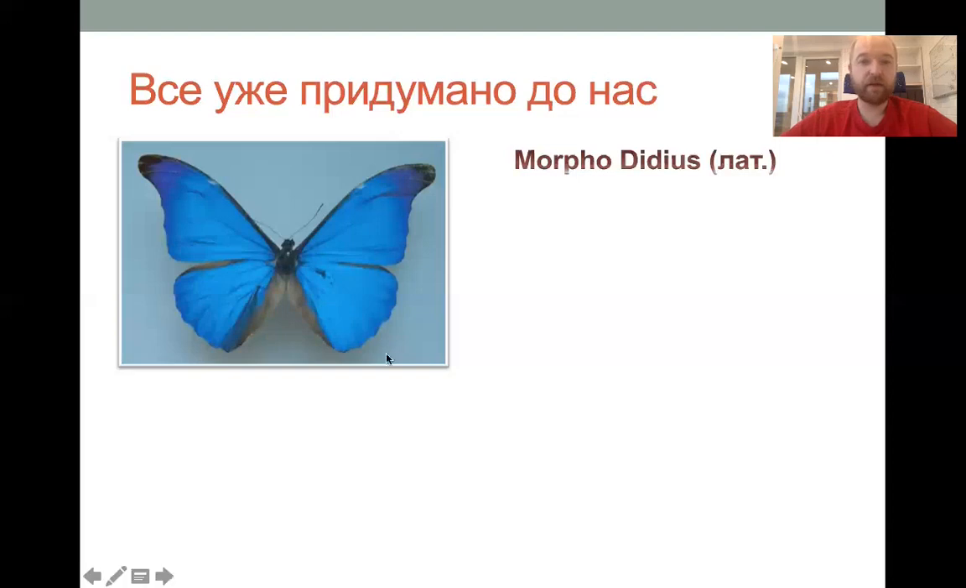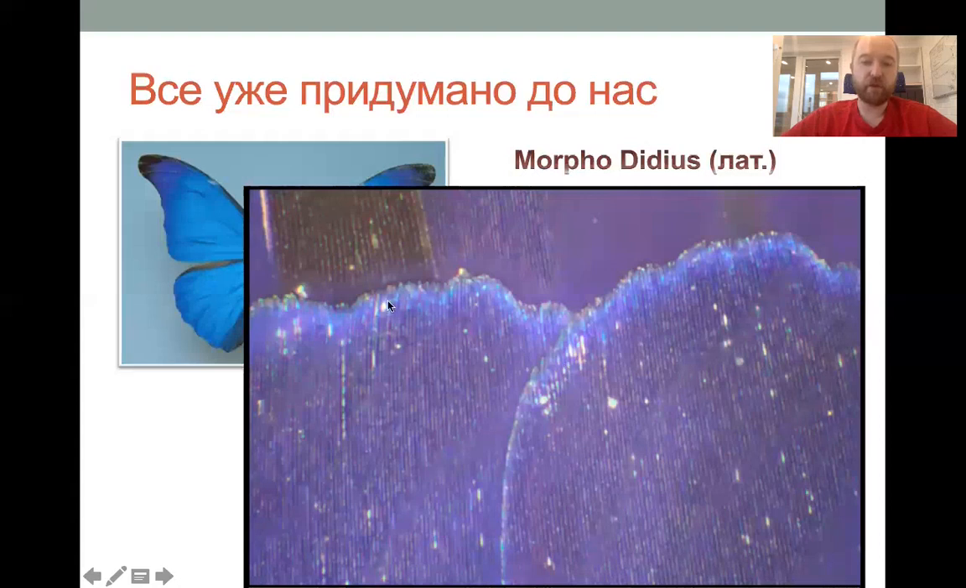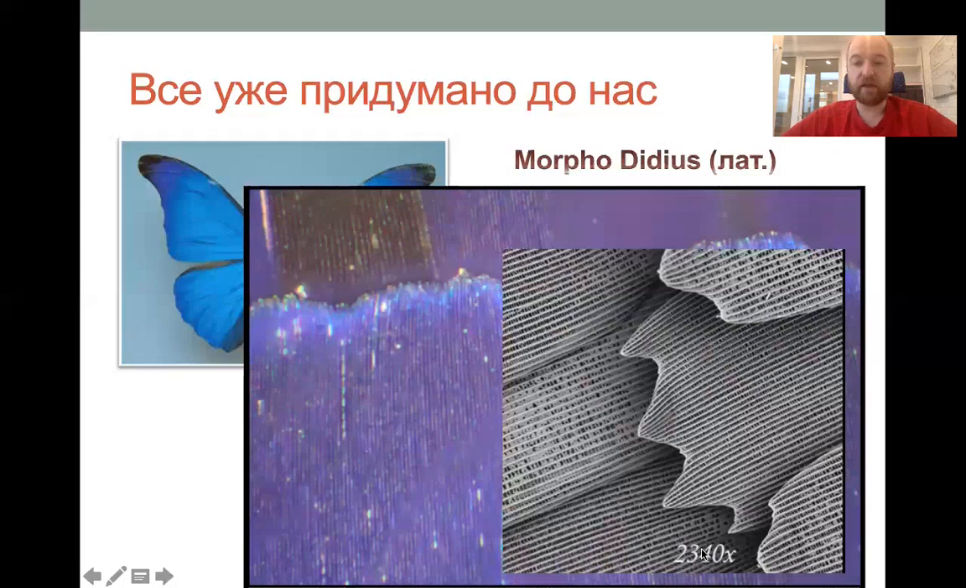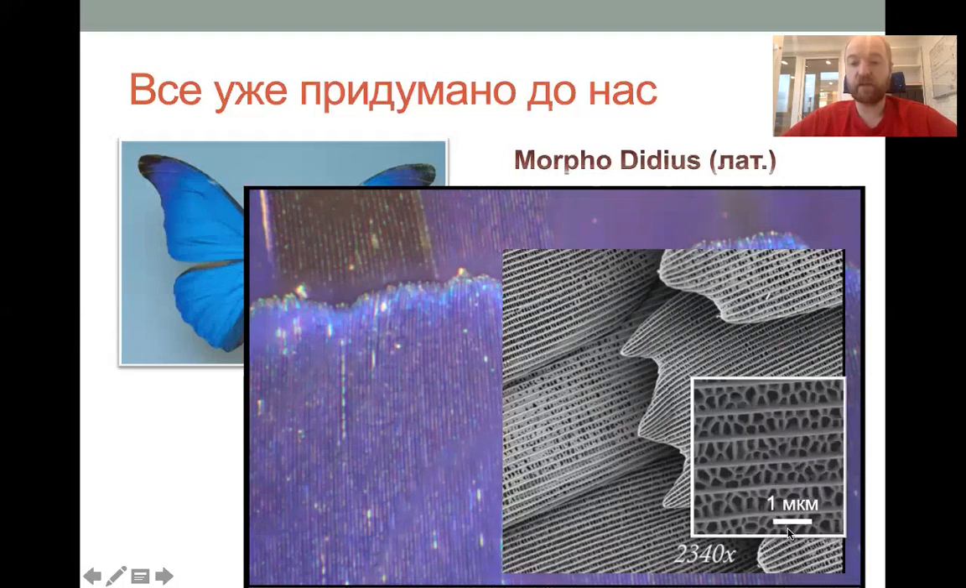For example, if we consider the butterfly, this blue one, this color comes because of the nanostructuring. Let me have a look at the microscope. We see a periodic array of lines, some periodicity. But if we zoom, this is an electron microscope, 2000 times closer, and we see a real periodic structure. This is the characteristic scale, 1 micron. We see this periodicity, like 1D periodicity, in one dimension. This is just a real butterfly.